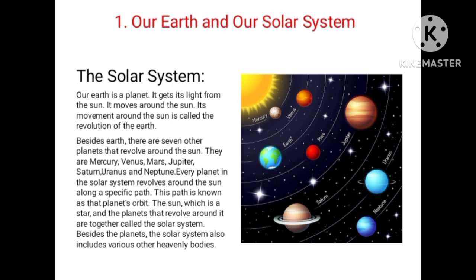Saturn, Uranus, and Neptune. Every planet in the solar system revolves around the sun along a specific path. This path is known as that planet's orbit. The sun, which is a star, and the planets that revolve around it are together called the solar system. Besides the planets, the solar system also includes various other heavenly bodies.